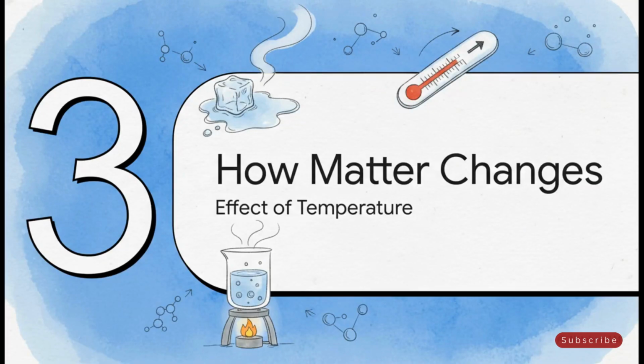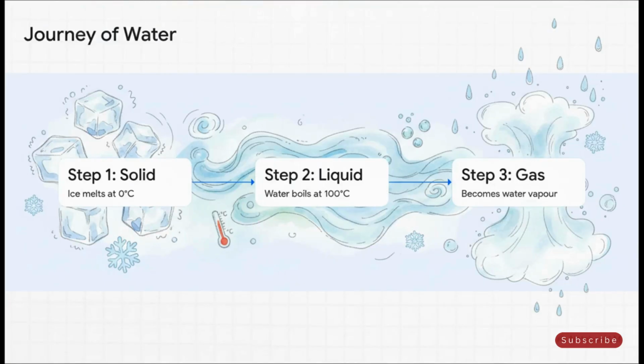All right, so we've got solids, liquids, and gases. But here's the thing. They're not stuck like that. Matter can change from one state to another, and one of the biggest drivers of that change is temperature. Let's just use water. It's the perfect example. You take solid ice and you add heat. The particles start wiggling and vibrating like crazy until, bam, they break free and become liquid water. That happens right at 0 degrees Celsius.